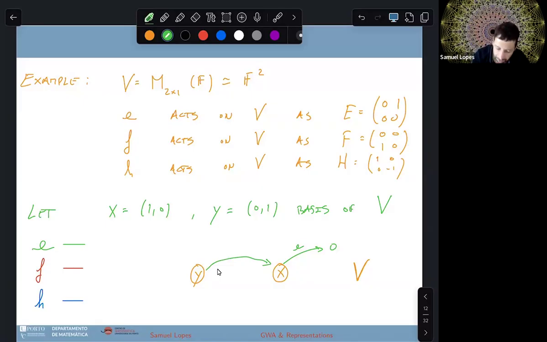I'm not using the label E because it's redundant. So this is what E is doing. Okay, what is F doing?